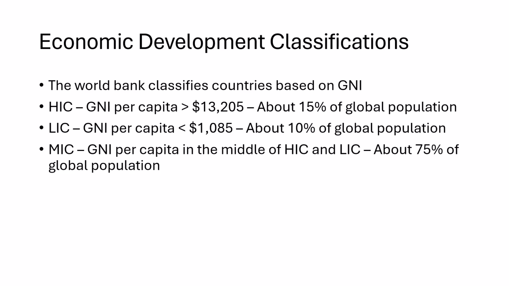LICs, or lower income countries, are when a country has a GNI per capita of under $1,085, and around 10% of global populations reside in these. Examples would be like Afghanistan or Haiti. Finally, the middle ground is MICs, or middle income countries, and these are countries with GNIs between $1,085 and $13,205. And most of the world lives here, with about 75% of the global population residing in these.